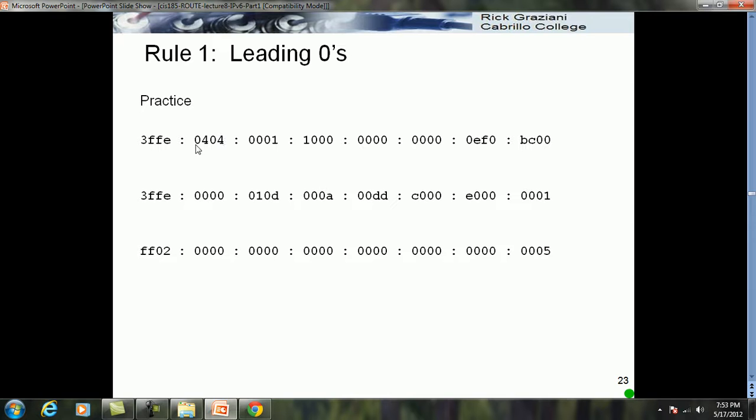I can drop this 0 and block this 3, but I can't block this 3. What about these 2? Would I put 0 and 0? Yes. But there is still more shortcut. I'll show you. I can just put a colon over here. Let me show you.